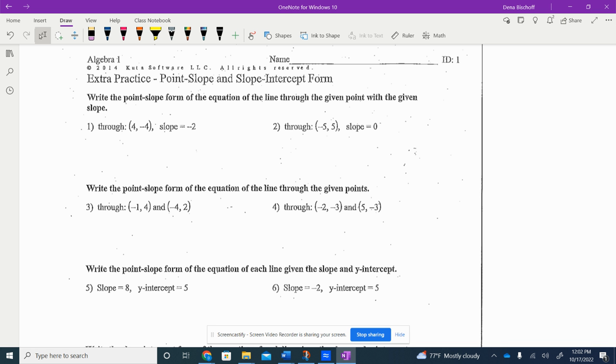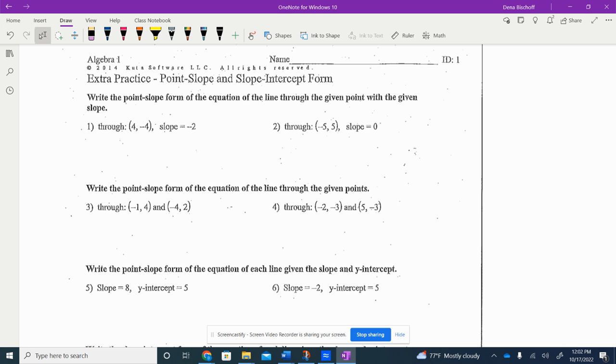Okay, so this is your interactive practice. It's linked every day, but it also has a worksheet component that may or may not be helpful. This is your interactive practice for all week. So the point slope. The first thing you need to do is find a slope.